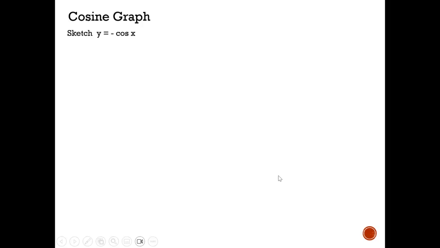Okay. Now let's graph y equals negative cosine of x. How does the graph look? Here we go again, same thing as before. Because it's negative, the amplitude will be 1, but it's going to start at the negative amplitude.